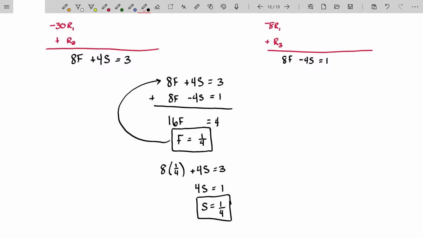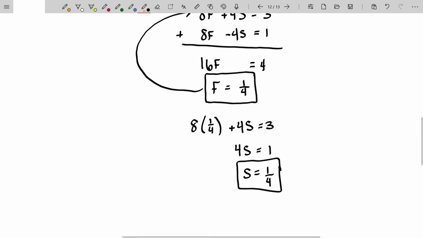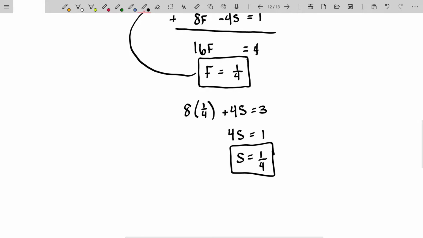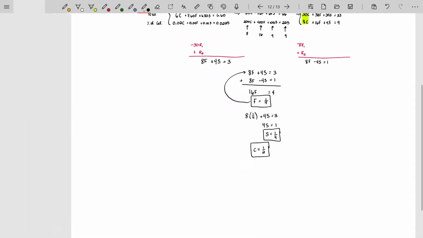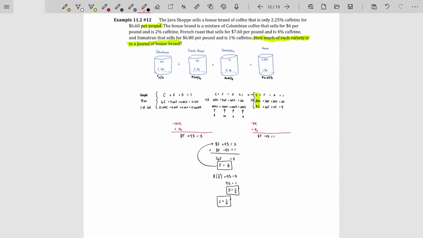Now, I don't really need to go any further than this, because the reality is I know the amount of French roast plus the amount of Sumatran plus the amount of Colombian should be 1 pound. So I know immediately the amount of Colombian is 1/2 pound, because we have 1/2 pound between the other two. And so we are done. A 1/2 pound of Colombian coffee, a 1/4 pound of French roast, and a 1/4 pound of the Sumatran. That will give us our ideal blend that we can sell at $6.60 per pound. That will have 2.25% caffeine. And that's how you do this style of problem.